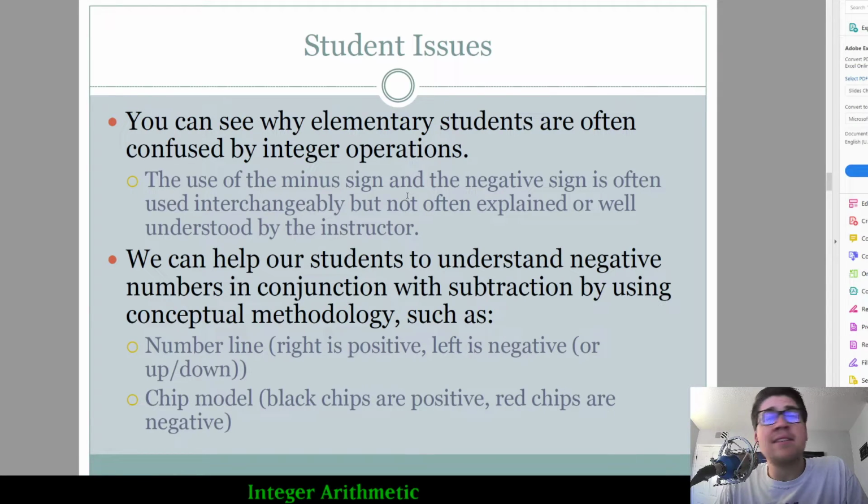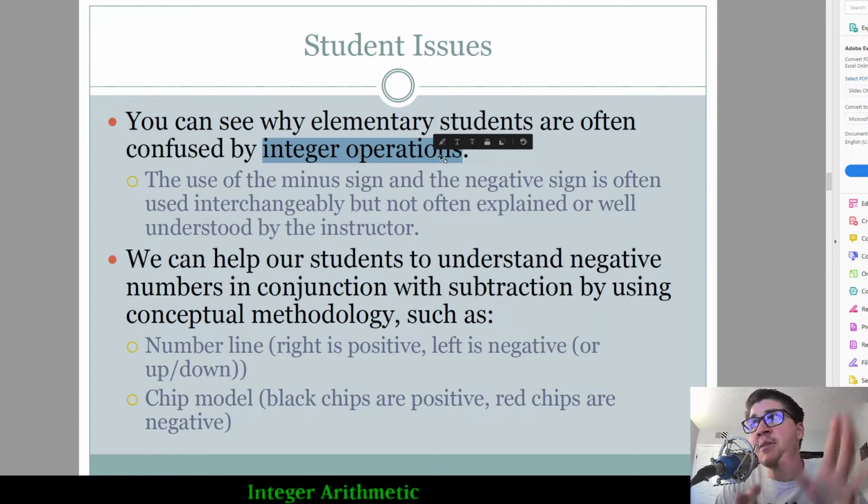But let me go back to the slides because I don't want to forget any important things. Integer operations, and when I say integers, what I always think of is negatives, because the assumption is students already know how to do the basic arithmetic, adding, subtracting, multiplying, dividing with positive numbers. Now we throw negative numbers into the mix, it can change things a little bit, and there are some new rules that they have to learn.